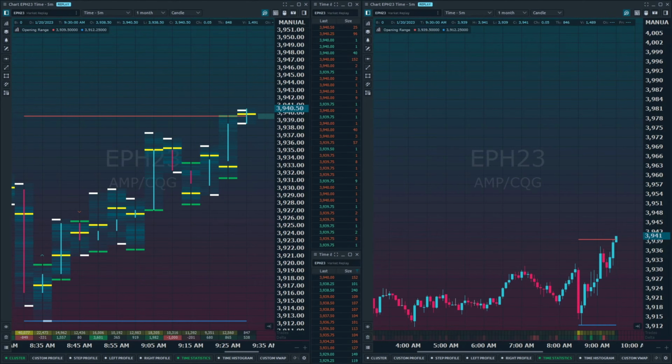So now initial balance has been posted. We are watching to make sure there's a white box at the top. A finished auction is at the top. All right. So there's a finished auction at the top.